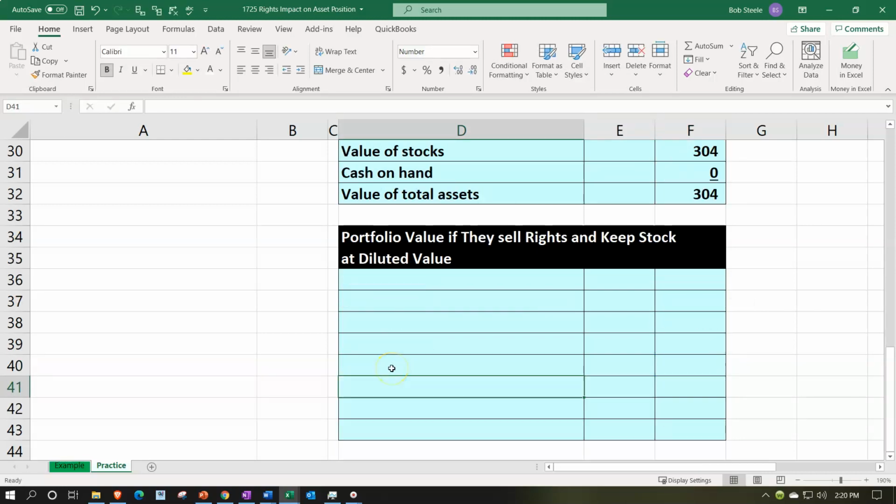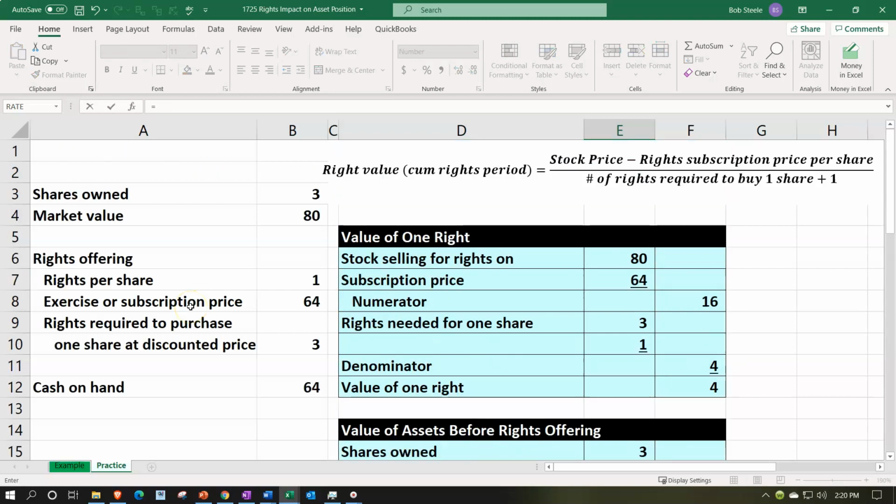Now let's think about what will happen to the portfolio value if they sell the rights and keep the stock at the diluted value. What if they just simply sell the rights and keep the stock at that lower valued price? Let's calculate that. The shares owned after this point in time are going to be 3 shares, because they didn't take that last share.